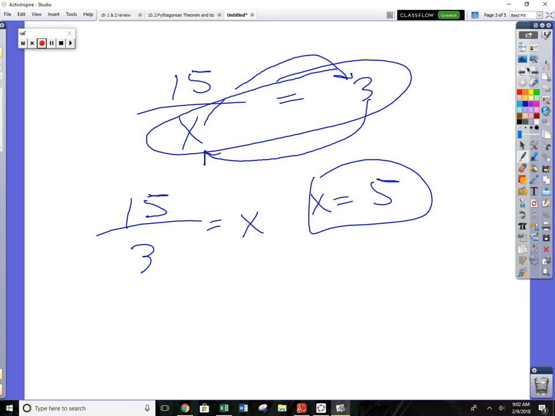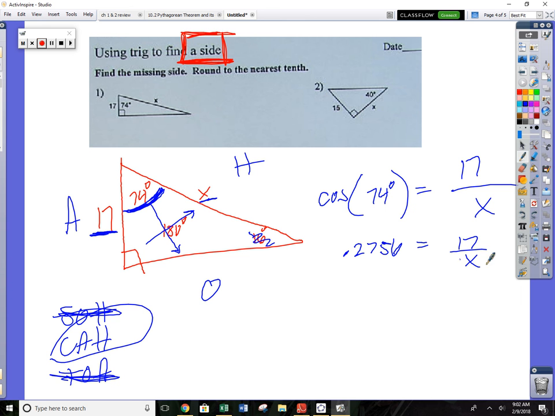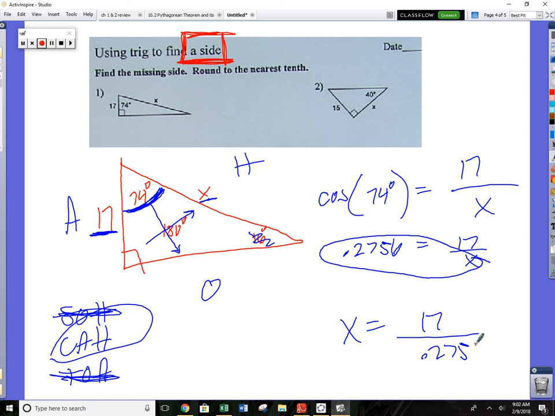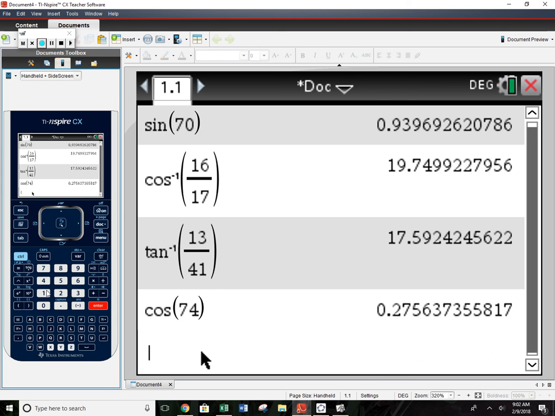You good with that? So look what I got. I've got the x on bottom, and no one knows the mental math of this. 17 divided by what number is going to give you 0.27? No one knows that. So you are going to switch these two places. We're going to go x equals 17 divided by 0.2756. So on your calculator, you punch in 17 divided by, and I'm just going to go up arrow and grab that and hit enter.